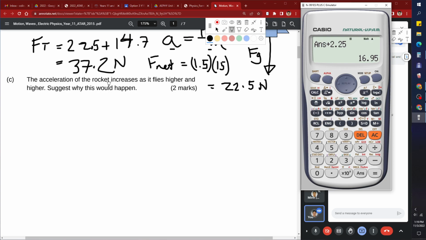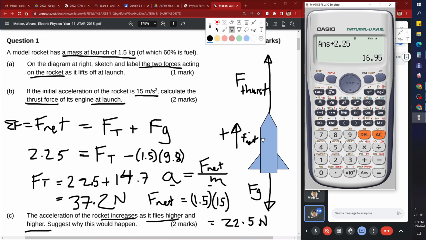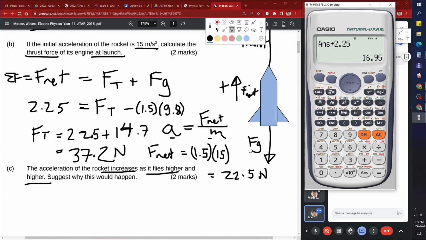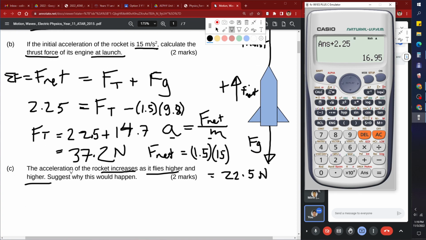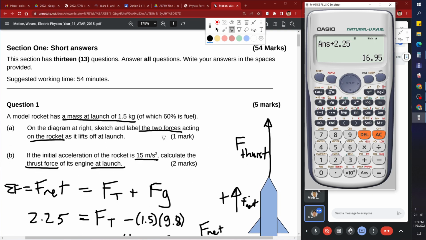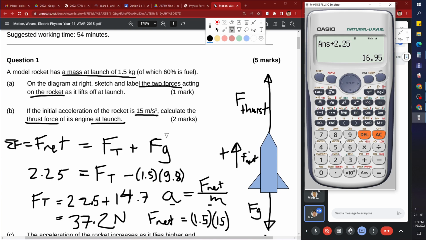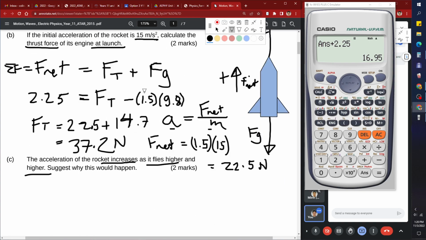The acceleration of the rocket increases as it flies higher and higher. Suggest why this would happen. Well, what is acceleration? The engine thrust stays the same, right? Okay, that stays the same. But we are burning fuel, right, as it flies higher and higher. Sure, you could also argue that the gravity force is reduced. That's true too. However, I think mainly you'll see that when the fuel is 60% of the mass, then as you're flying, you're burning fuel, right? So there it is.